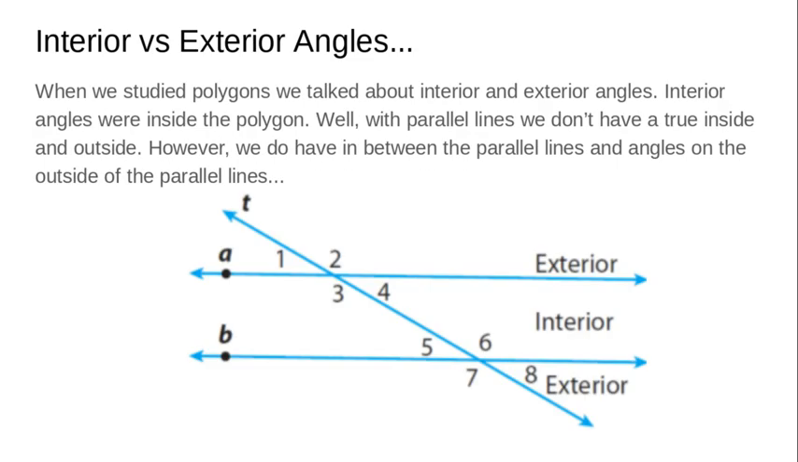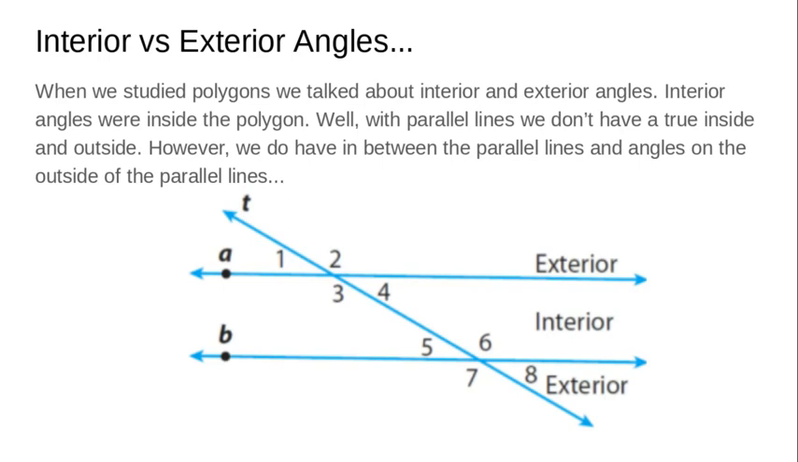The first thing I want to talk about is interior versus exterior. Back when we studied polygons, we talked about interior and exterior angles. Interior angles were inside of your polygon. Well, with parallel lines, obviously we don't have a true inside and outside, but we do have in between. So interior is in between, and then exterior is going to be the ones that are on the outside.